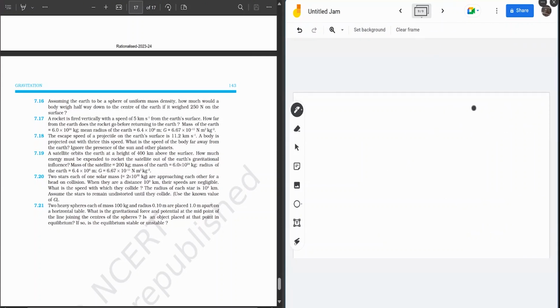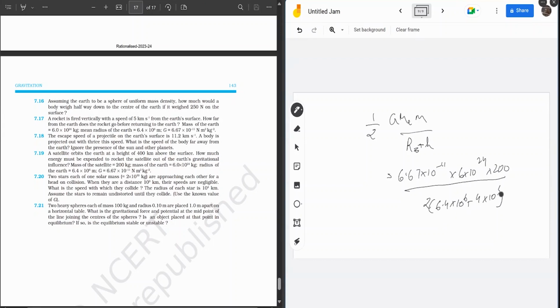Next, the energy required to send the satellite out of its orbit is half into GME into M divided by RE plus H. Putting all the values of all terms, we'll be getting 6.67 into 10 to the power of minus 11 into 6 into 10 to the power of 24 into 200 divided by 2 into 6.4 into 10 to the power of 6 plus 4 into 10 to the power of 5, which is equal to 5.9 into 10 to the power of 9 joules. Okay, this is our answer.